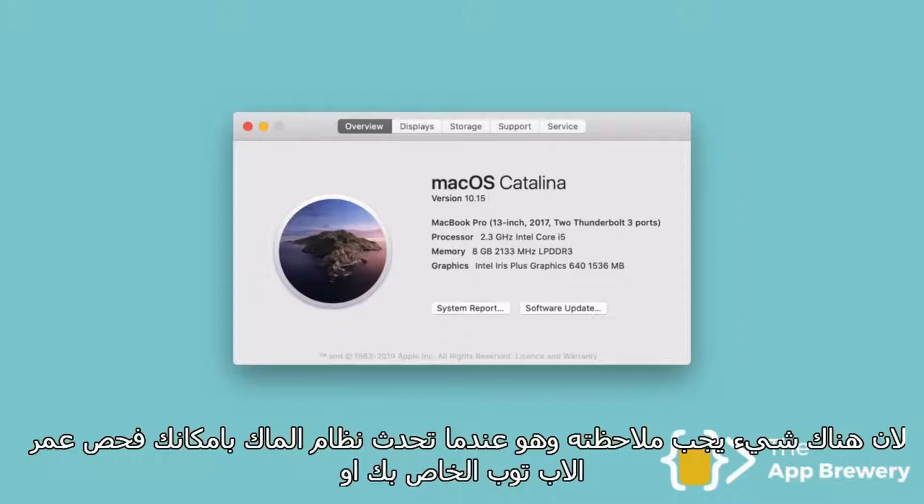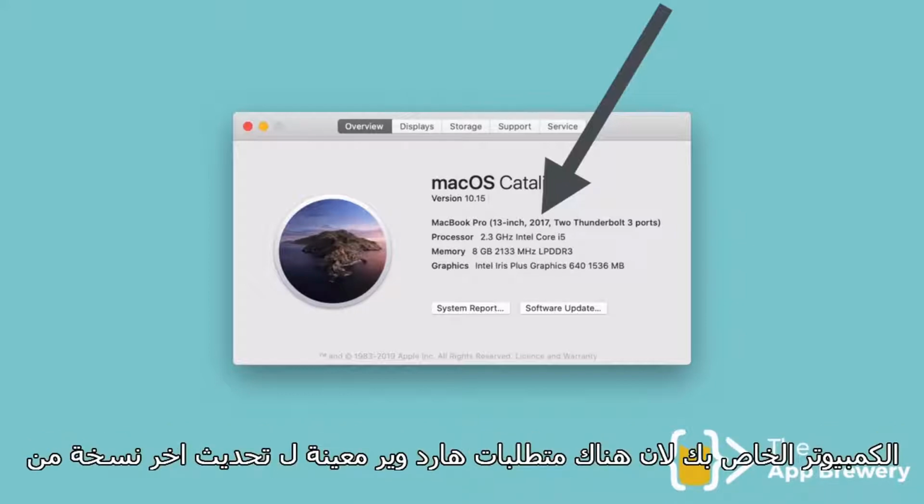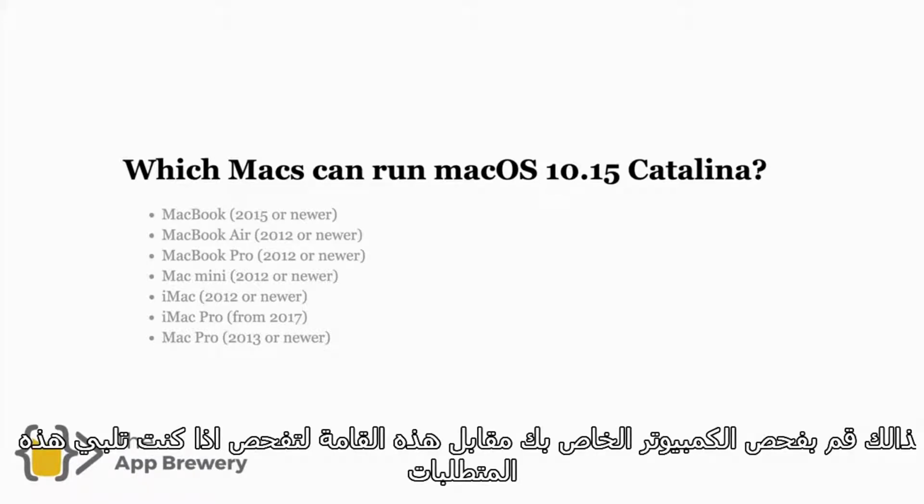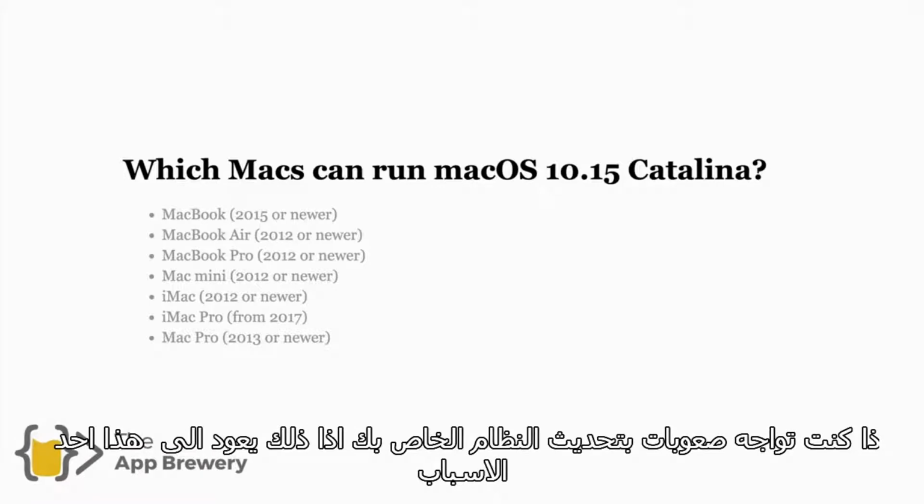Now, another thing to note when you're updating your Mac OS is to check the age of your laptop or your desktop, because there are certain hardware requirements in order for us to be able to install the latest version of Mac OS. So here I've included a list that Apple has given to show which Macs can actually run the latest version of Mac OS. So check your computer against this one to see if you meet the requirements. But if you do have any difficulties updating your Mac OS, then this might be one of the reasons.